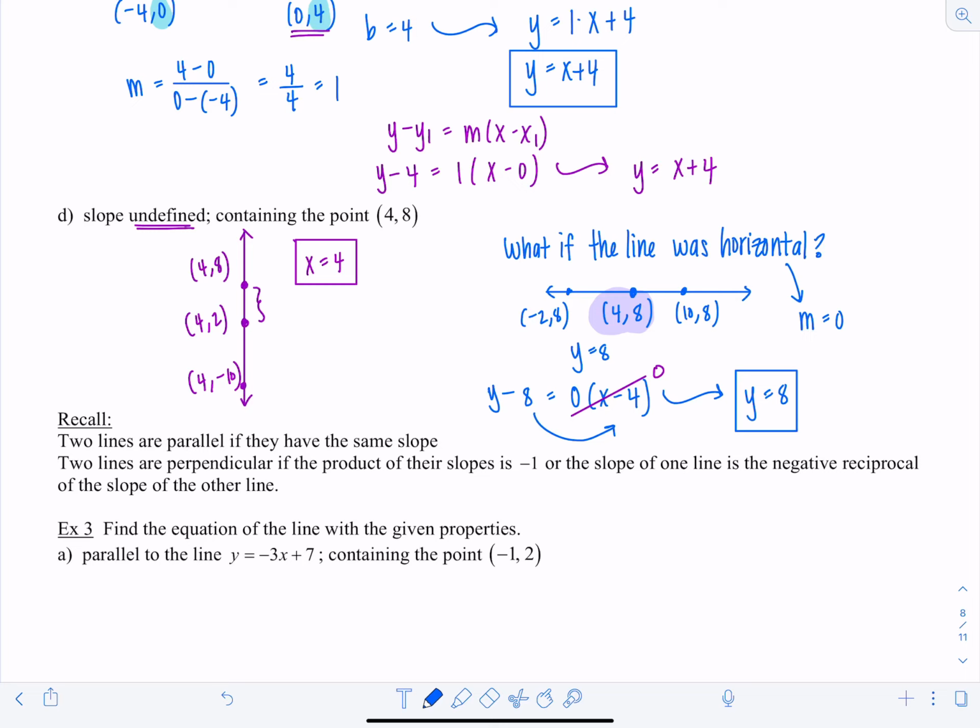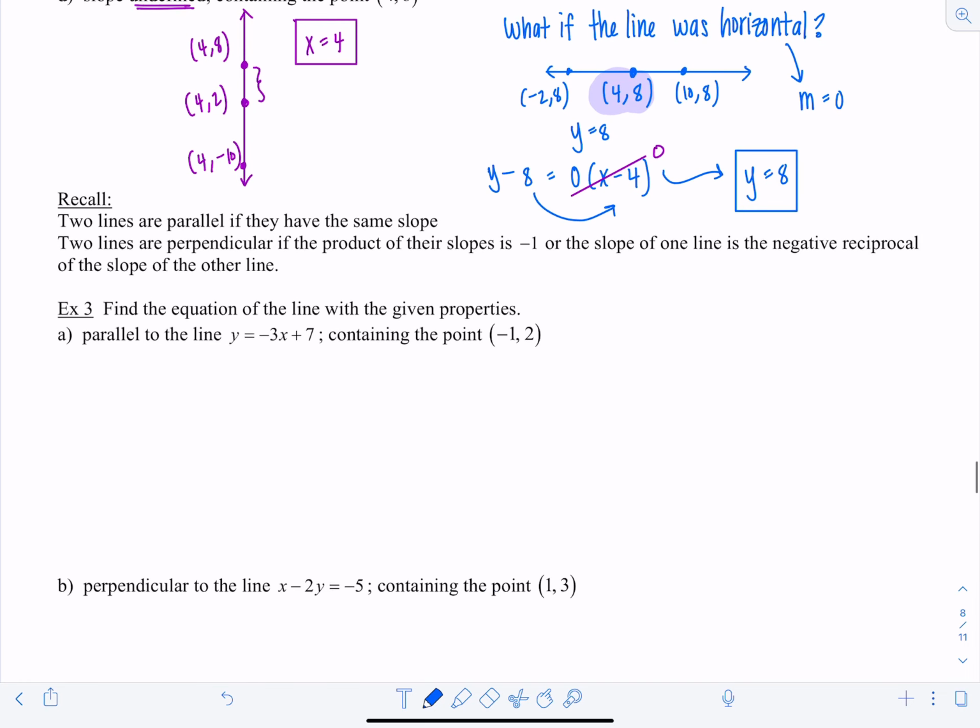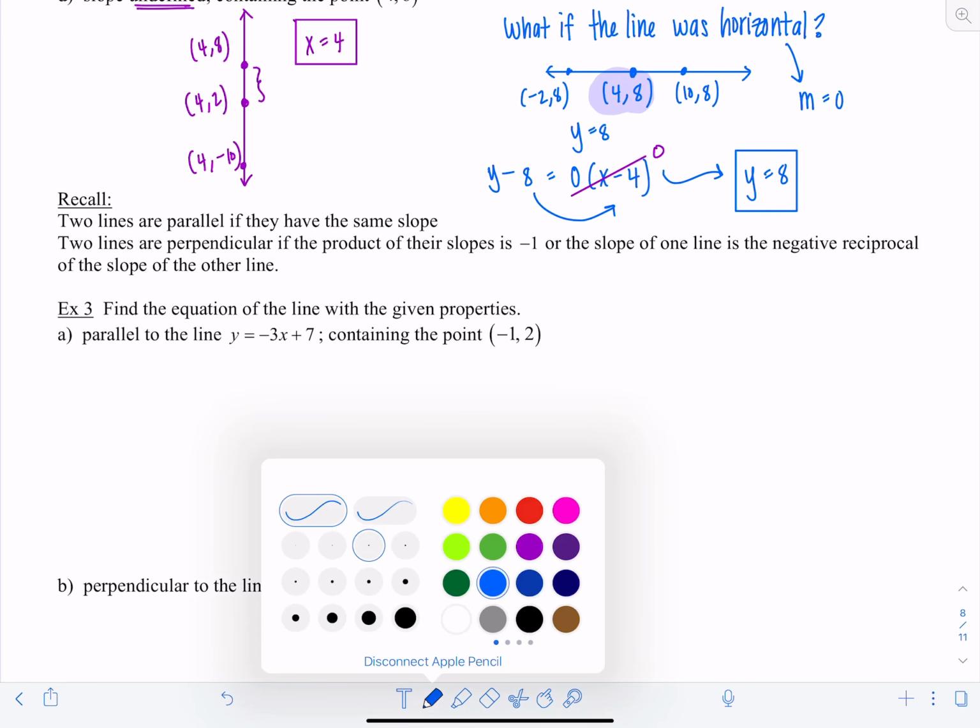Okay, good. Now, just to recall, two lines are parallel if they have exactly the same slope, and two lines are perpendicular if the product of their slopes is -1, or another way of saying that is the slope of one line is the negative or opposite reciprocal of the slope of the other line. So what exactly does that mean? Well, let me give you an example.